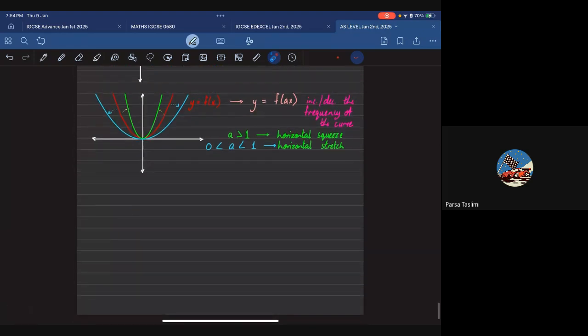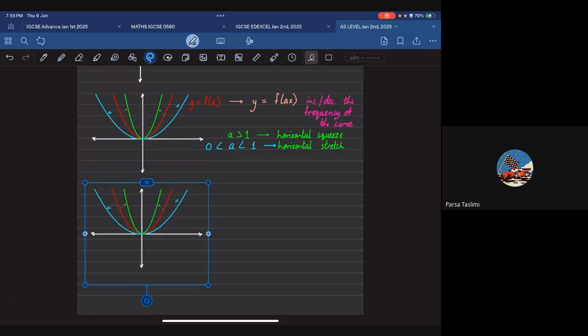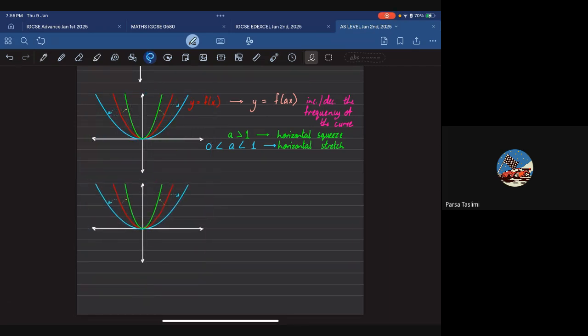Now, let's look at... I'm afraid I'm going to be copying the same type of graphs because I don't want to draw new ones. That's what it is. So let's just say the equation is again, I'll copy that down again. Y is equal to f of x.